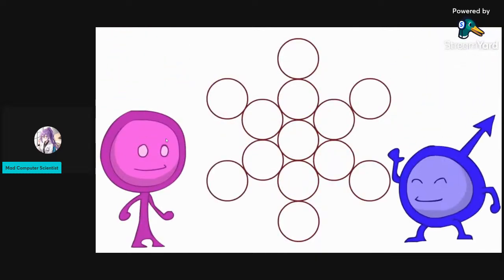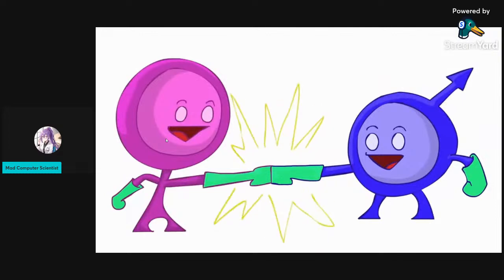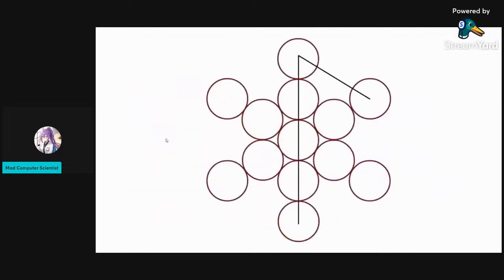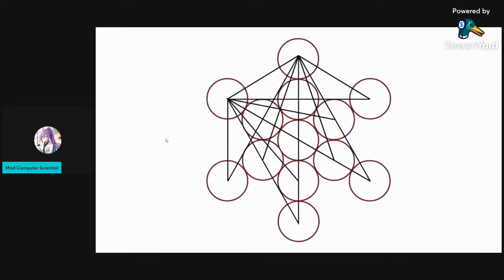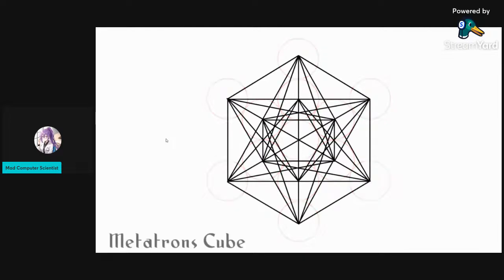However, when you combine male lines with these female circles, something amazing happens. What you do is draw a straight line from the very center of every single circle to every other circle in this image. When you do this, you get an image which is known throughout the universe, everywhere, as Metatron's cube. It is one of the most important informational systems in the universe, one of the basic creation patterns in existence.